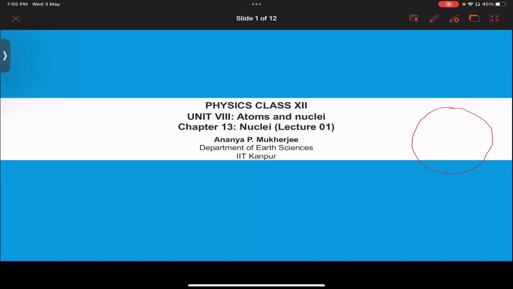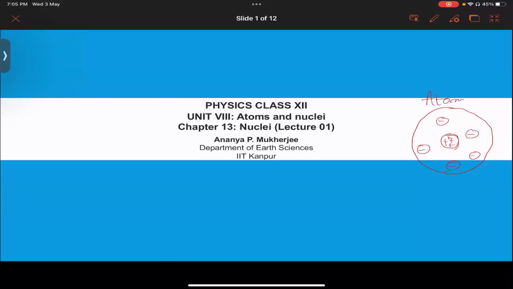So we have the central nucleus, and this is positively charged, and all the electrons are actually revolving around this central nucleus. So this was the atom that we had seen. And there were experiments, usually the scattering of alpha particles.